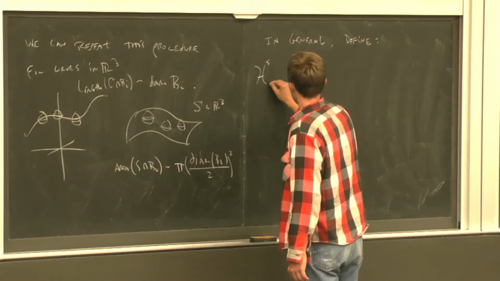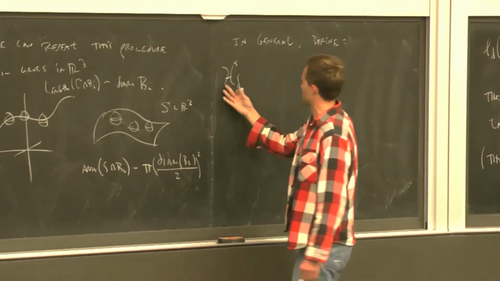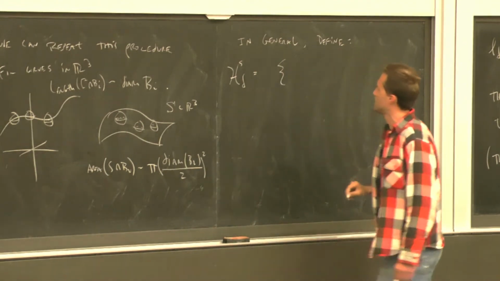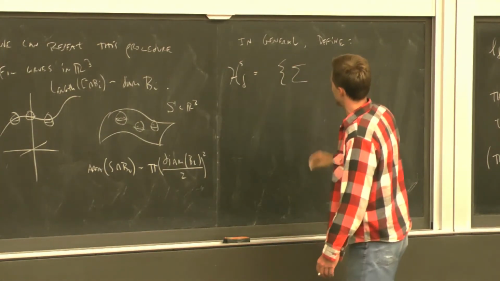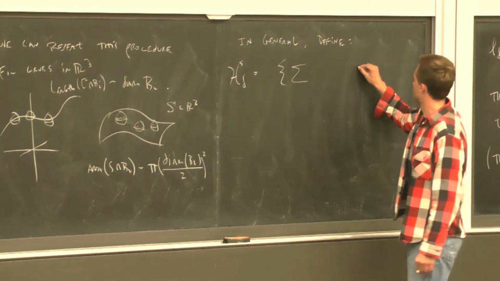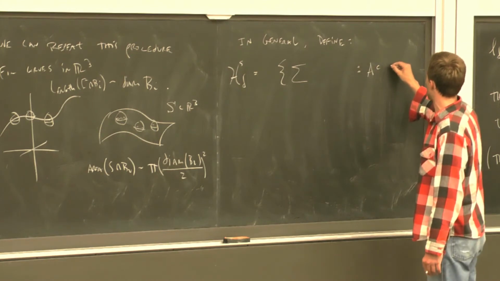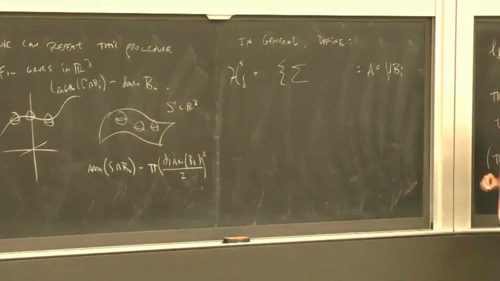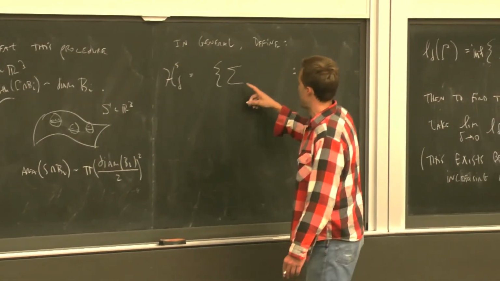So again we'll do the exact same thing. We're going to take covers of our set A. A is a subset of the union of BIs, and we're going to add up.